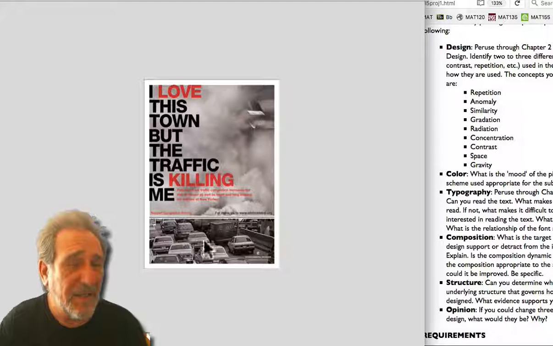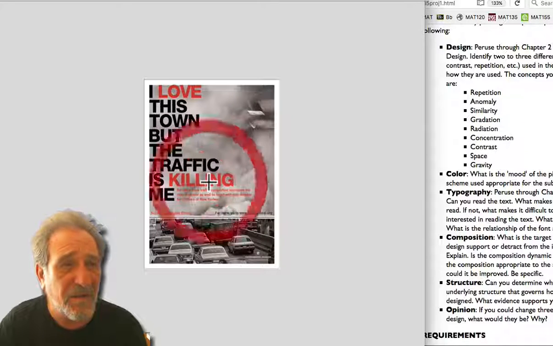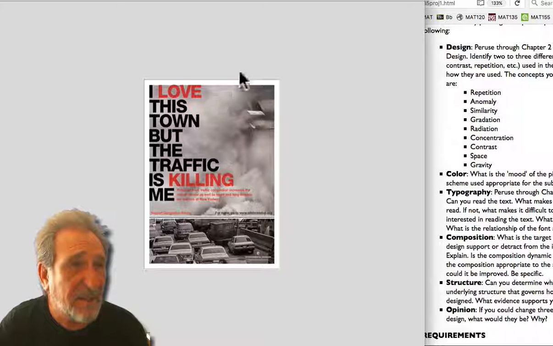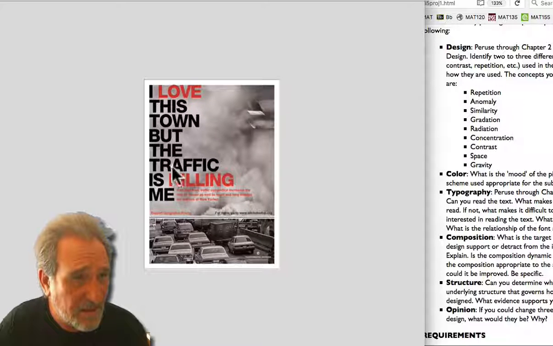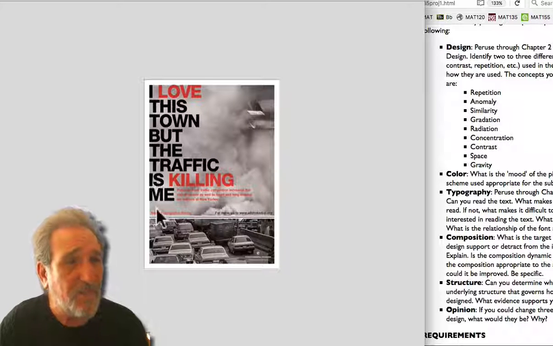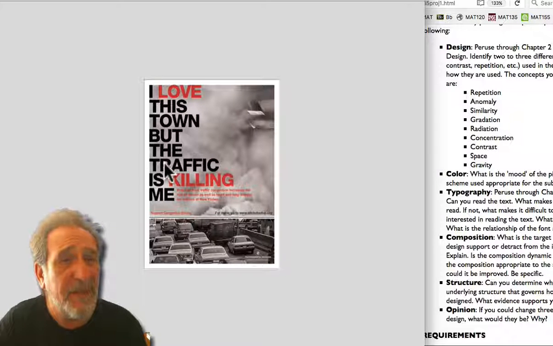This is kind of a neat ad. We have contrast in a very busy versus a very quiet image. We have anomaly because the color red is jumping out at us and everything else is black and white. What else do we have? We have a dynamic layout, right? Because everything is concentrated, which you have concentration, right? All the text is very tight and pushed over to the left-hand side.